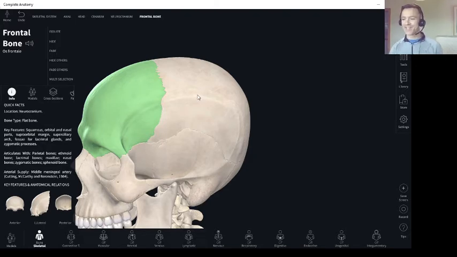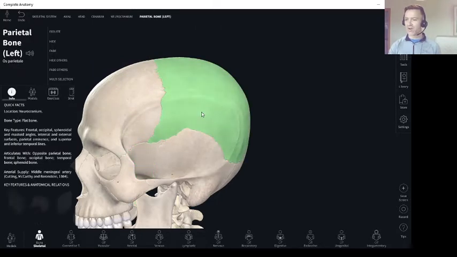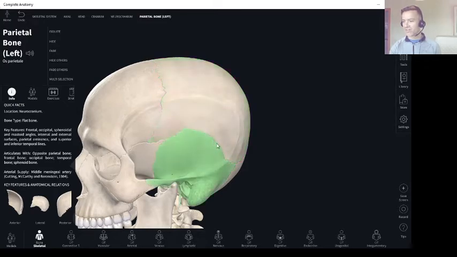parietal bone. It's fused to the parietal bone. Also where it is fused to this bone here, which is called the sphenoid bone. We can see if we select the parietal bone, it is fused to the frontal bone along this suture here. It's fused to the temporal bone along the suture here.